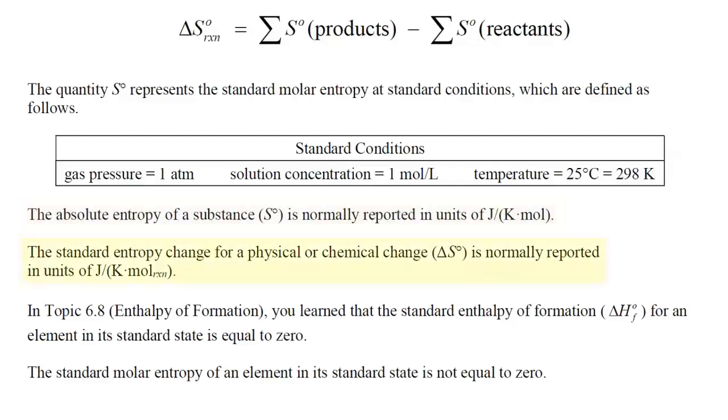The standard entropy change for a physical or chemical change, delta S with that superscript 0, is normally reported in units of joules per Kelvin mole of reaction. Now, before we take a look at question 4 in the packet, I just want to make an important distinction between the standard enthalpy of formation for an element and the standard molar entropy of an element. So back in topic 6.8, enthalpy of formation, you learned that the standard enthalpy of formation for an element in its standard state is equal to 0. However, the standard molar entropy of an element in its standard state is not equal to 0.